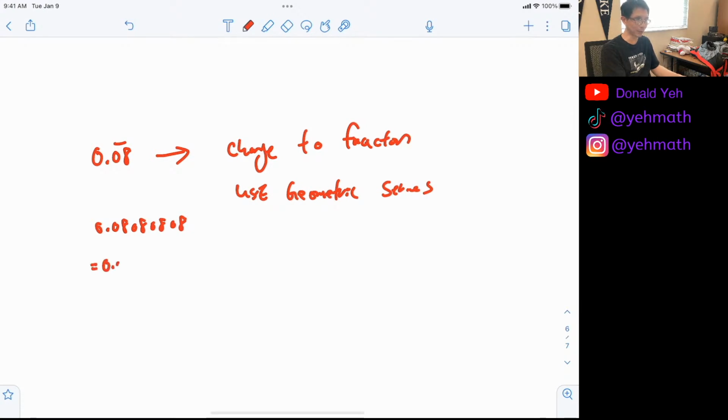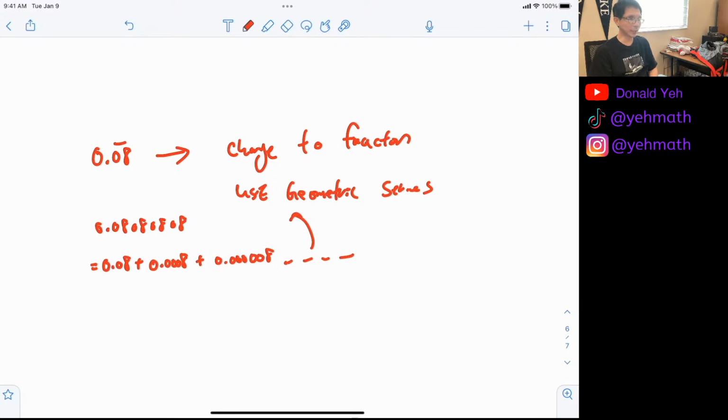It's going to be 0.08 plus 0.0008. Would it be 0.0008? Yeah, 0.0008. I was trying to count. Plus 0.000008. Okay, so basically you're adding this infinite amount of terms, and then it's going to give you repeated decimals.